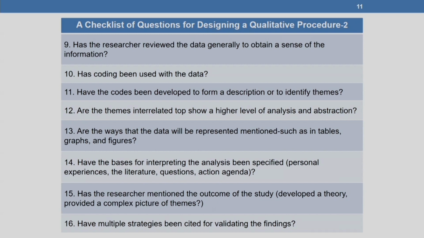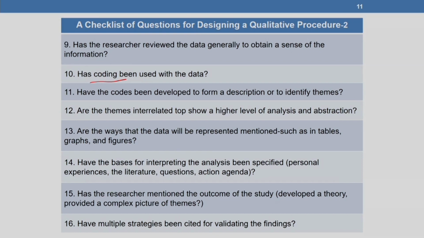Has the researcher reviewed the data generally to obtain a sense of the information? Has coding been used with data? This is something that we will cover in the next week. In week 4, lesson 2 and 3, we will be dealing with coding and field diaries that are maintained as part of qualitative research methods.